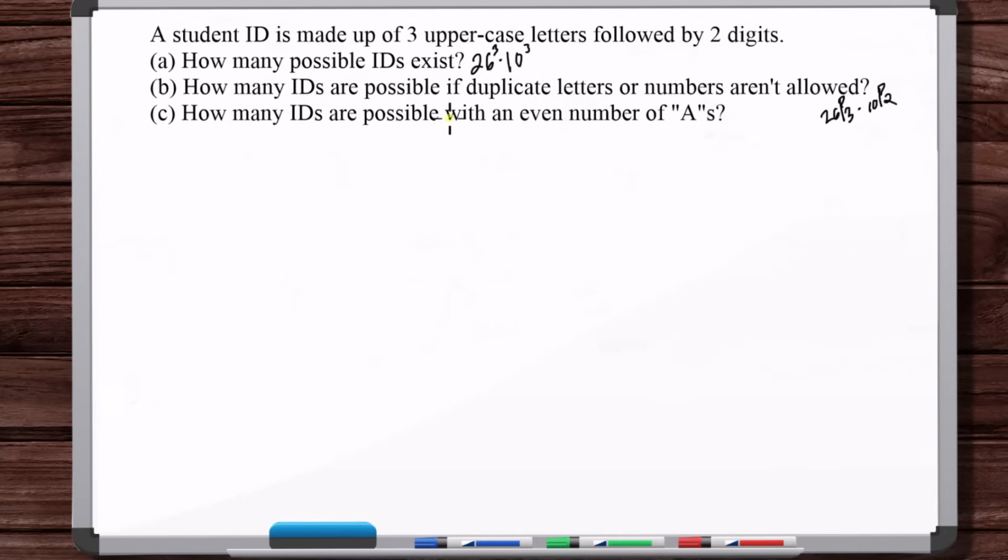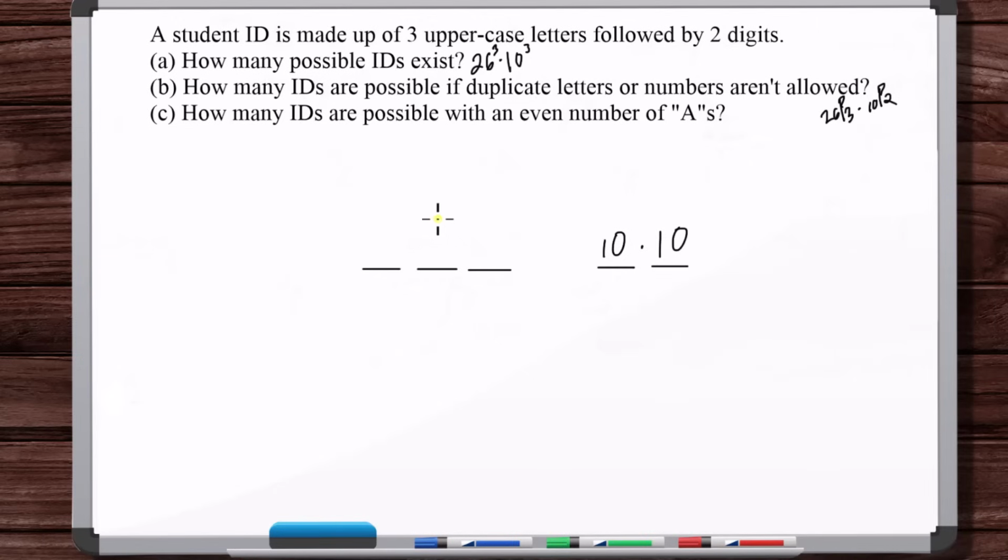How many IDs are possible with an even number of A's? Okay, an even number of A's. Well, we can start with the digits event, which is just going to be 10 times 10. This has nothing to do with the A's, and they're not telling us that we can't repeat digits. Now over here, we need to break this down into different OR pieces.